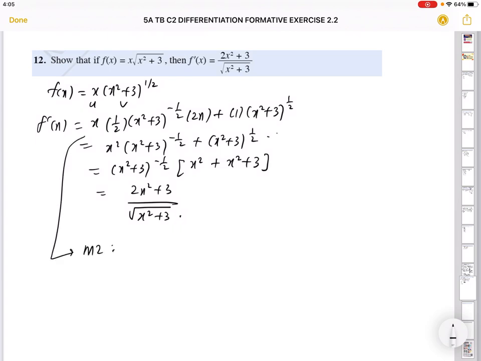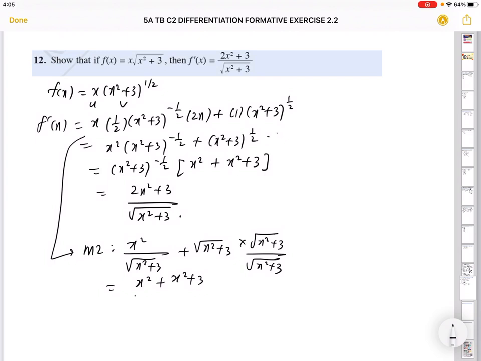Remember I said you can multiply top and bottom with this. So you get x squared. Root times root is just the root cancel each other off. Oh, this is also quite easy. And you get the same answer. So it's up to you which method you want to use.